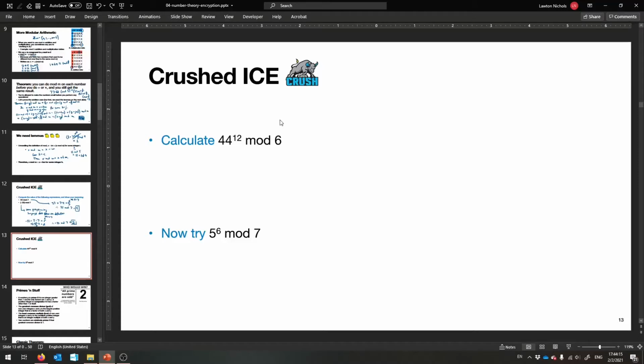Okay, 44 to the power of 12 mod 6, and the idea is, this is just a bunch of multiplication, so we can shrink this thing down mod 6. Okay, so 44 mod 6.